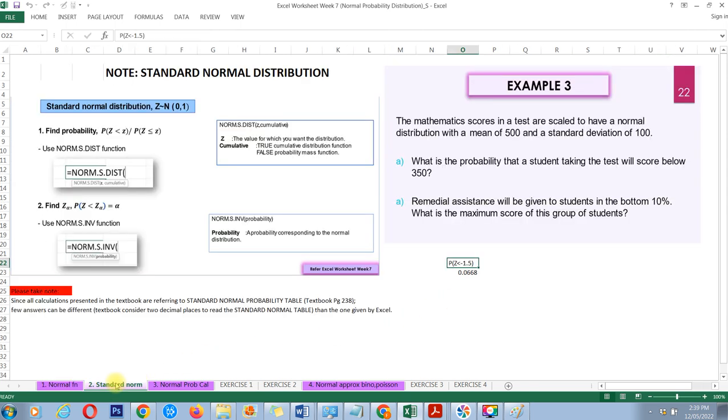Okay, and then this is for the standard normal. So for the standard normal, what should you do? You need to know what the value of z is first. So how to convert this value to z? 350 minus 500, and then divide by the standard deviation, 100. Okay, so you will get 1.15. There is true, the cumulative distribution function. So 1.15.